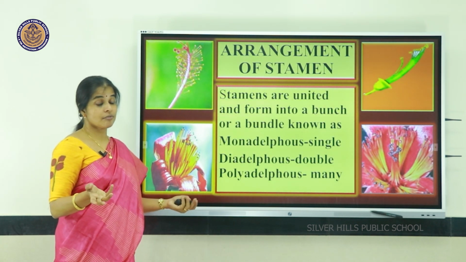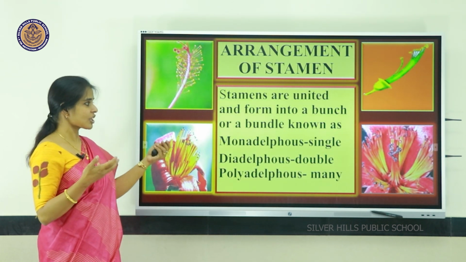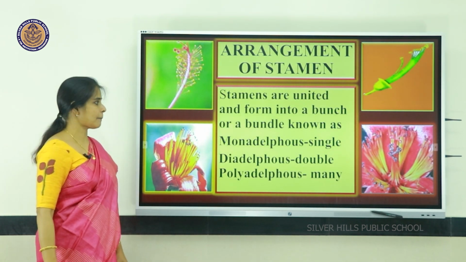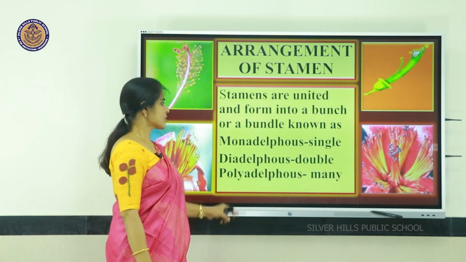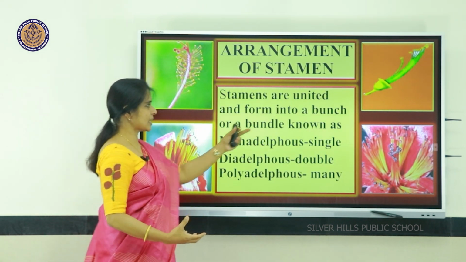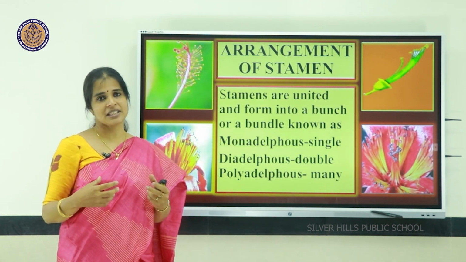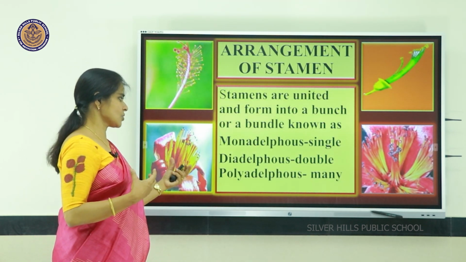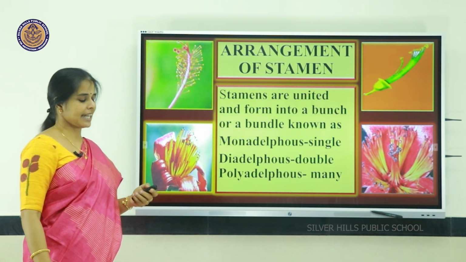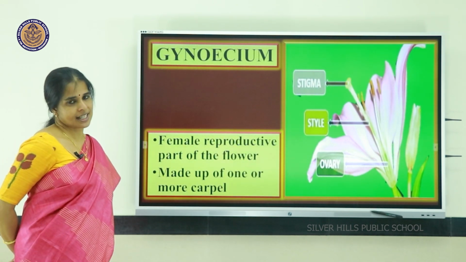When stamens are free, we do not have to specifically mention it, but this is a special case. All the stamens are united and form into a bunch or a bundle. Such a case we call a single bundle, monadelphous. When two sets of bundles are forming, it is known as diadelphous. Then many bundles of stamens could be seen on a flower. If many bundles are seen, it is known as polyadelphous. That is all about the stamen.